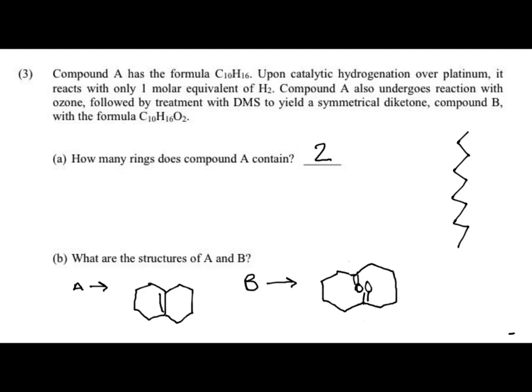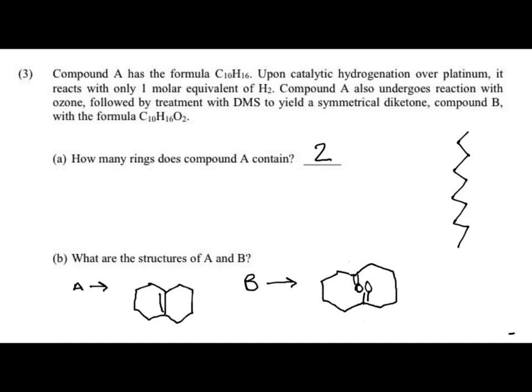So now you know there must be two symmetrical rings because it says it's a symmetrical compound. So the question is, how can you make 2 rings which are symmetric? And that's the way. Does it make sense? That's kind of the thought process.